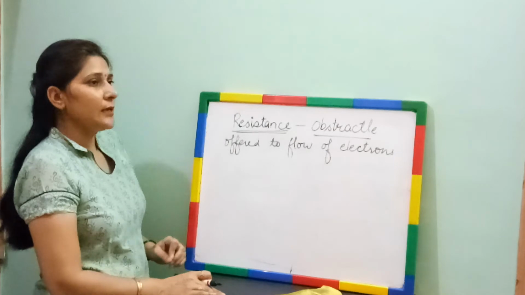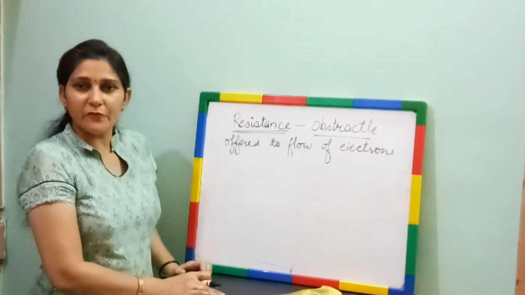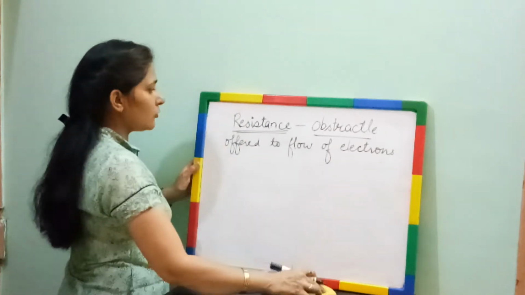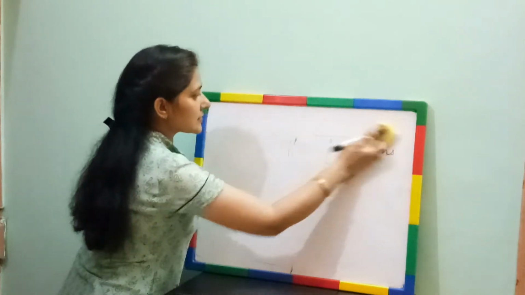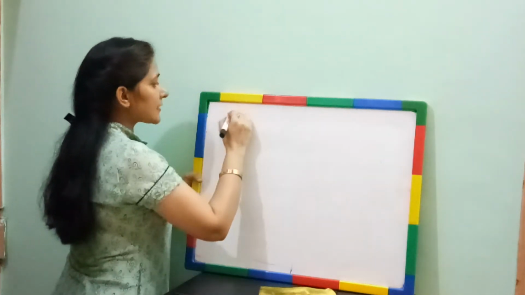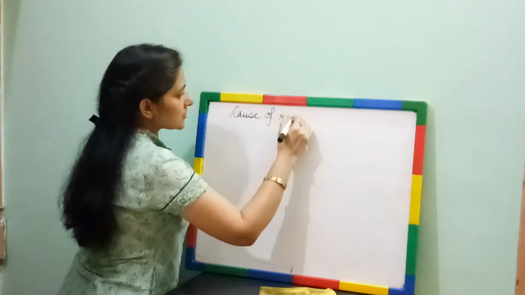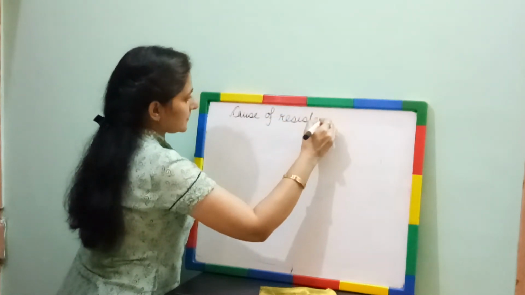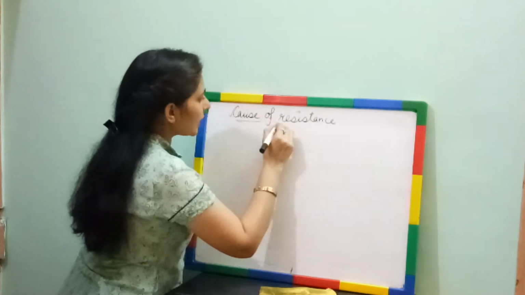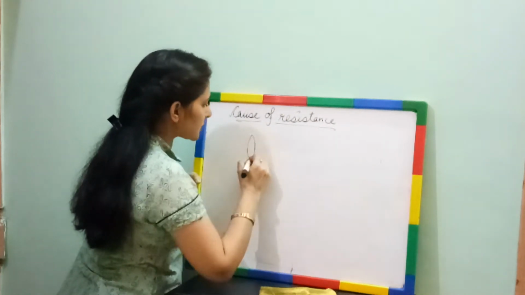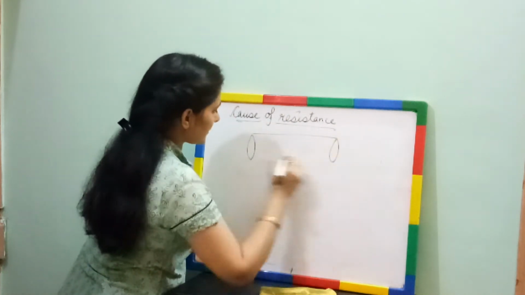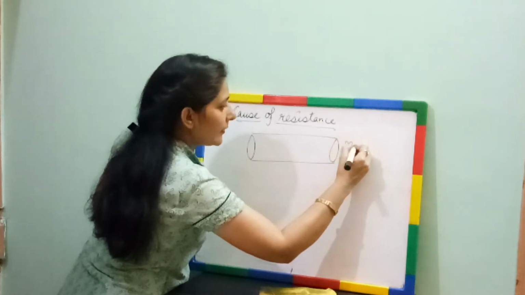Now we were talking about resistance, that is, the obstacle offered to the flow of electrons. We need to study what is the cause of resistance first of all. Okay, so when you are talking about the cause of resistance, meaning because of what resistance occurs, you need to talk about this first. To study this we need to study a piece of conductor. Suppose this is a metal wire.